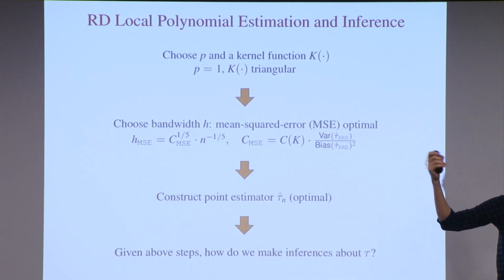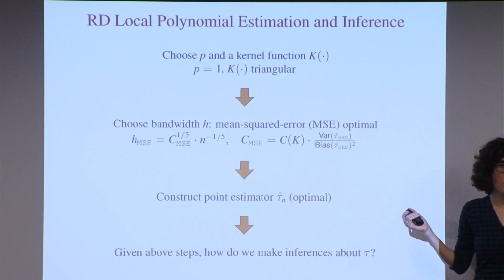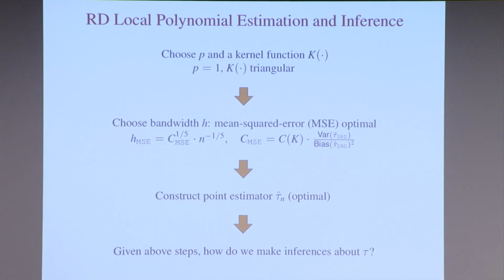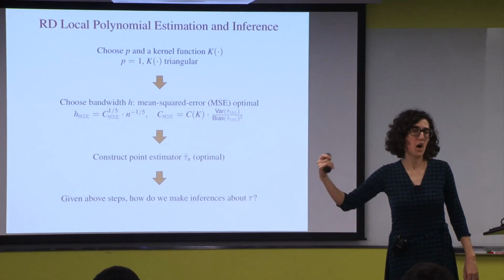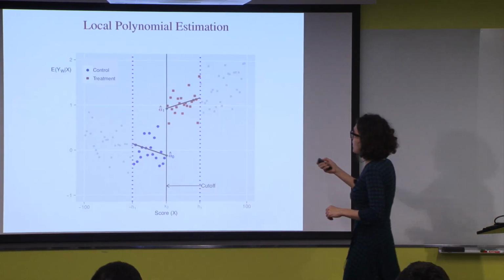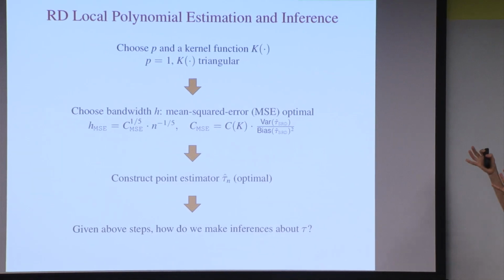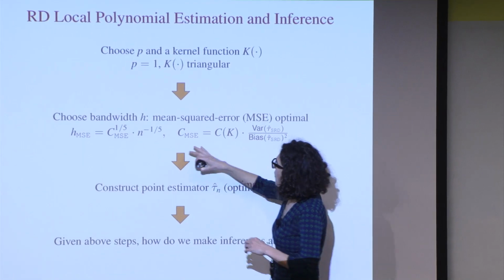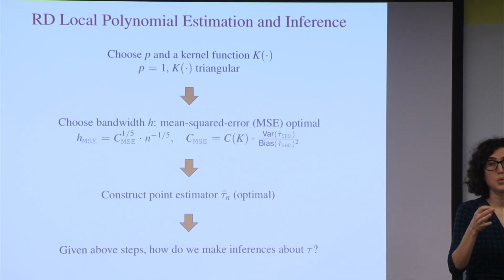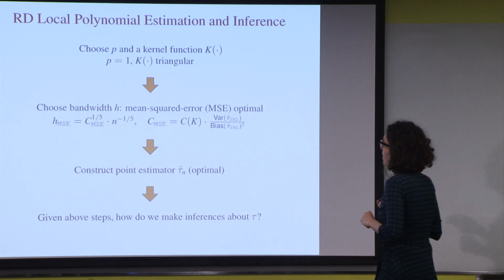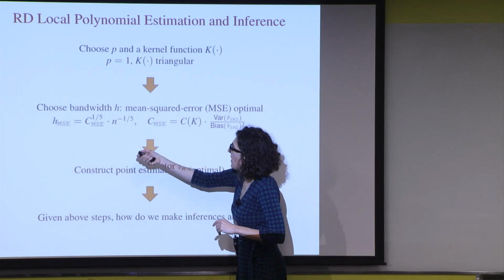A method to choose the bandwidth that has become preferred by a lot of practitioners is to choose a bandwidth that is mean square error optimal. What that means is it's the bandwidth that minimizes the approximation to the asymptotic mean square error of the point estimator. So this point estimator has an asymptotic mean square error, we can approximate that. That mean square error depends on the bandwidth, and I can choose the bandwidth optimally given the order of the polynomial so that the mean square error is minimized. That's what MSE means.